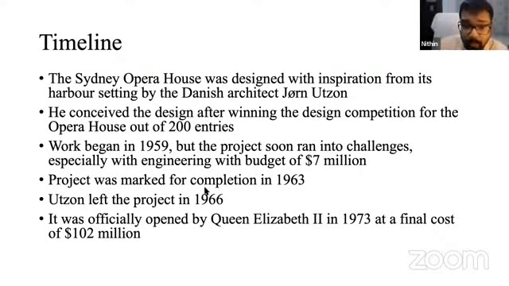The initial budget was $7 million Australian dollars at that time, and the project was supposed to be completed in 1963. But because Utzon needed more time to find a way to build his design, it went on for a longer period.